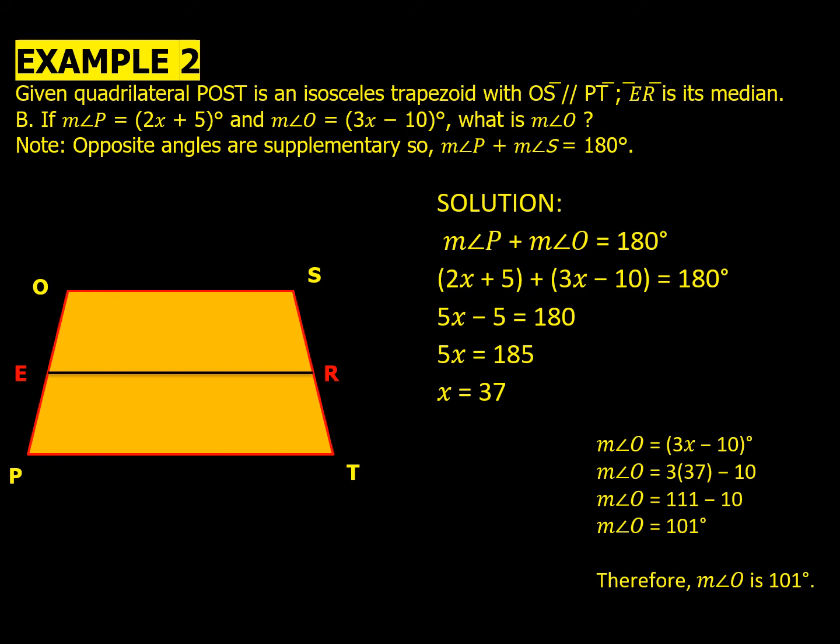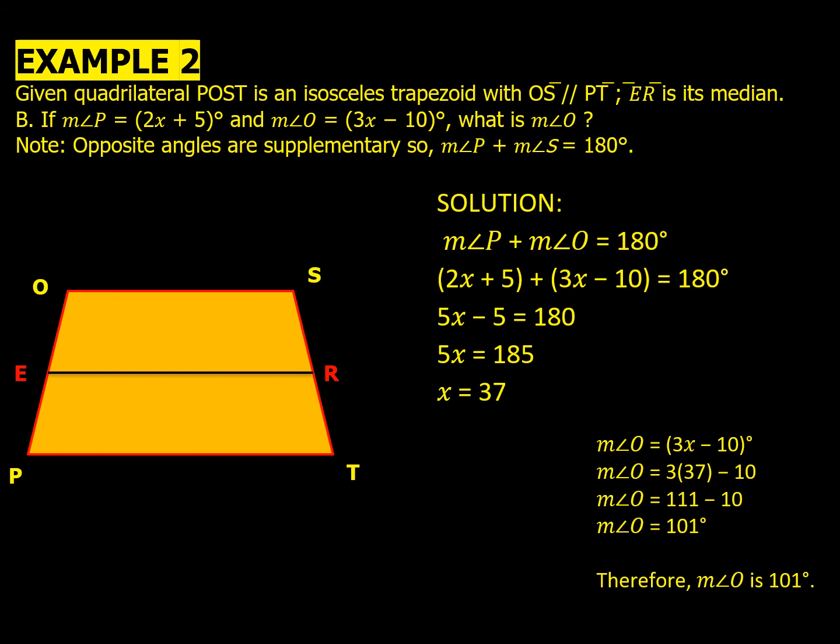Example 2. Given quadrilateral POST is an isosceles trapezoid with line segment OS parallel to line segment PT. Line segment ER is its median. If the measure of angle P is equal to 2x plus 5 degrees, and the measure of angle O is 3x minus 10 degrees, what is the measure of angle O?